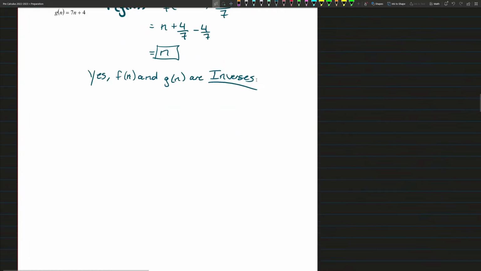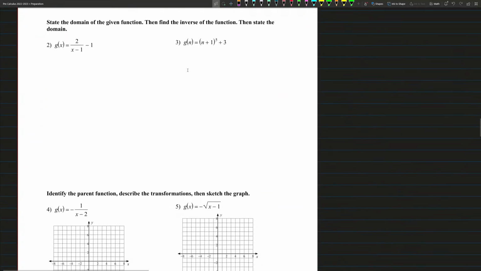I think that's all the direction. Yeah, okay. Number 2 and 3: state the domain of the given function, then find the inverse, then state the domain of the inverse. That's the one direction I missed.